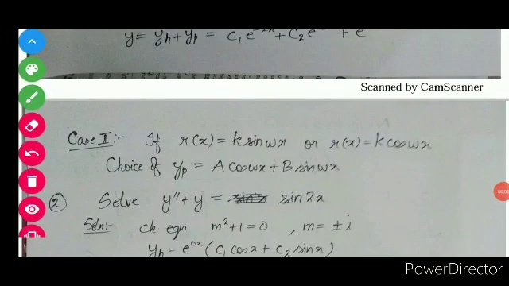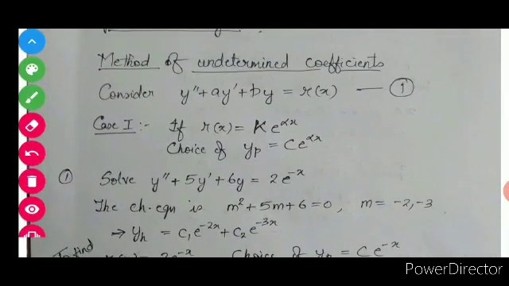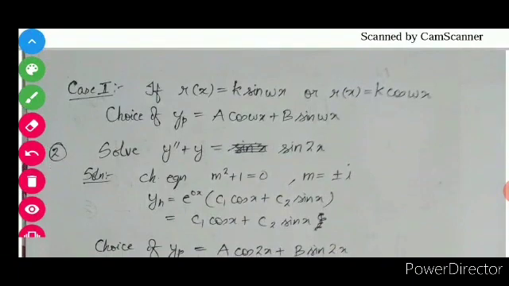Now we look at the second case. It is the case when your right hand side r of x is a sine function or a cos function. That is, suppose your r of x is sine 2x or say cos 4x, then how to find yp. So we are looking at equations of the form y double dash plus a into y dash plus b into y equal to r of x, where r of x is, say for example, k sine omega x or k cos omega x. In that case, the choice of your trial solution, that is choice of yp, should be a cos omega x plus b sine omega x.